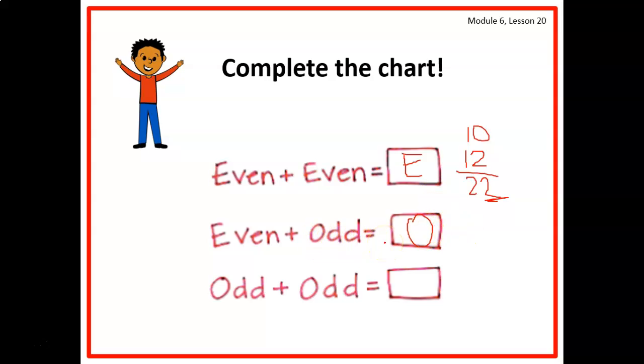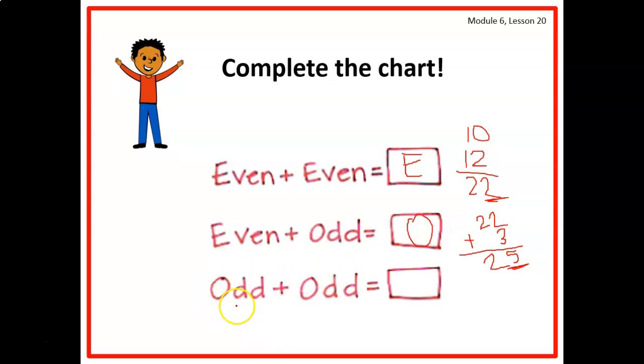Now, I'm going to do 22, because we already know it's even, plus an odd number. An odd number is the number 3. 22 plus 3 is 25. I look in the ones place and it's 5. Is that even or odd? Yes, an odd number.